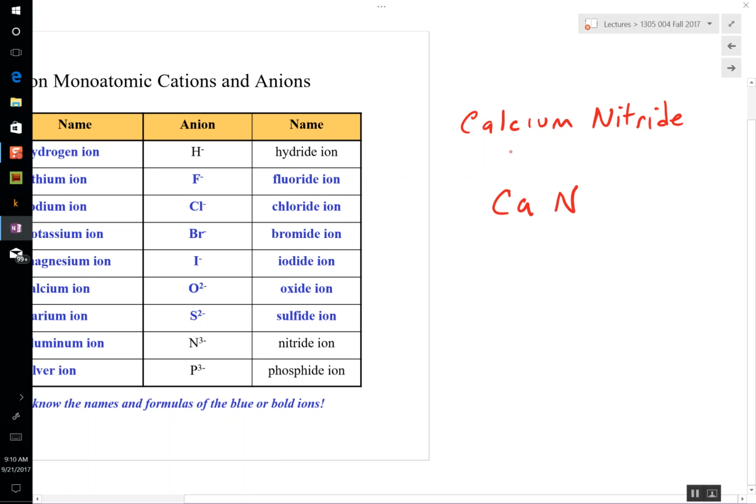What's the charge on calcium? And nitride? So what's that going to convert to? There's calcium nitride. All right.